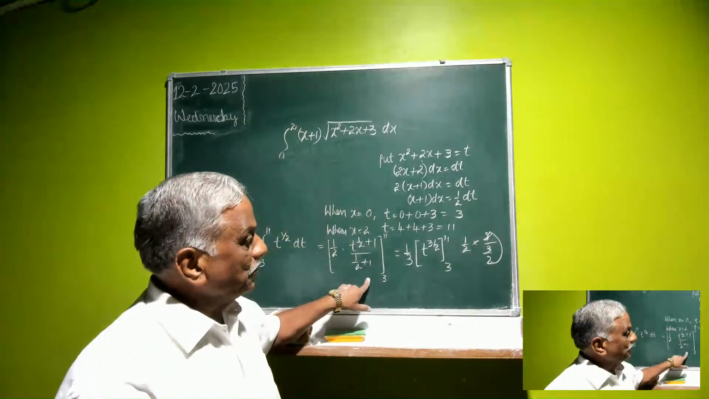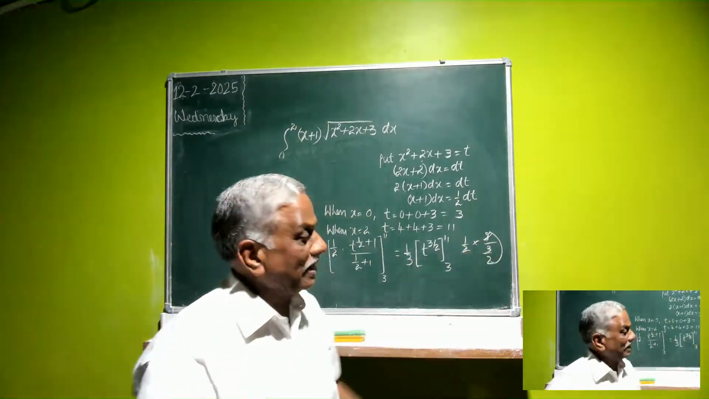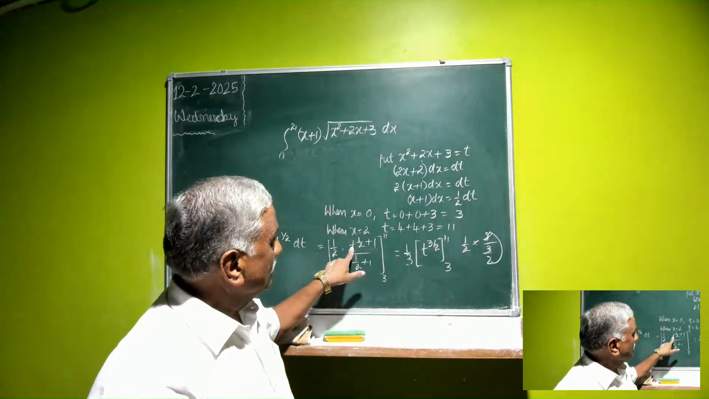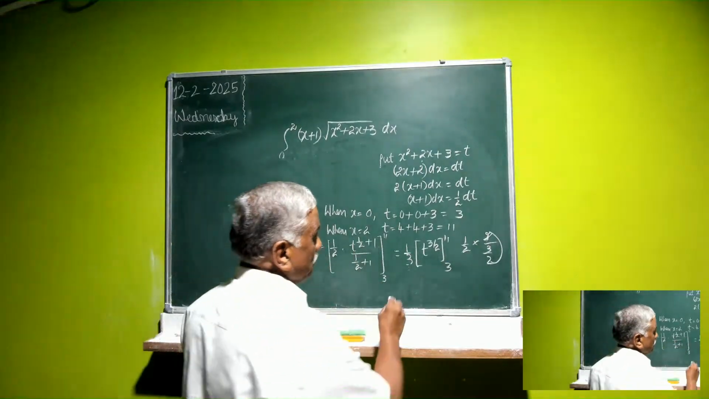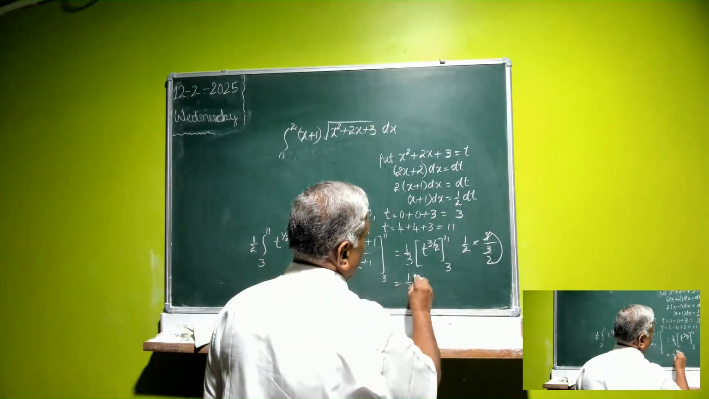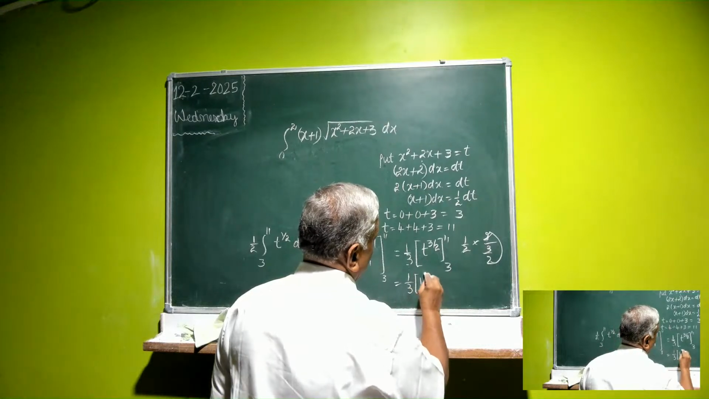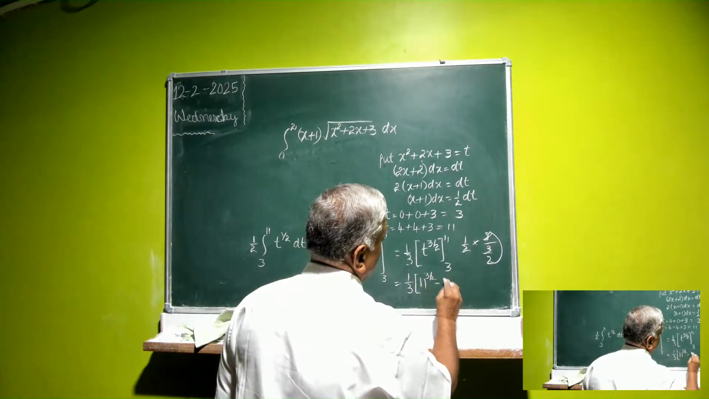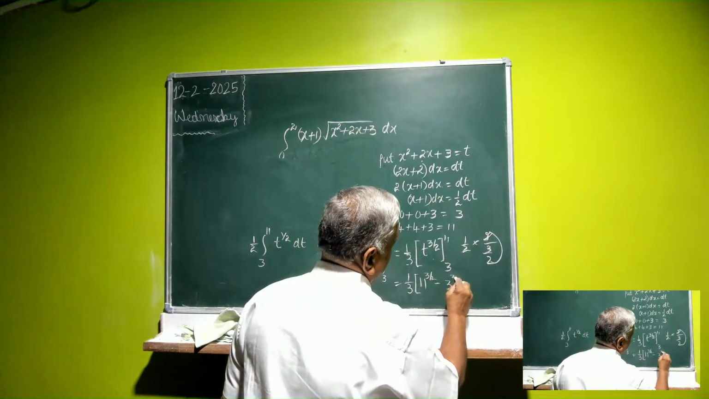See, this is 3 by 2. 2 will come up, 2 and 2 will cancel. 1 by 3 remains. Half plus 1 is 3 by 2. Now substitute the limit: 1 by 3 into 11 to the power of 3 by 2 minus 3 to the power of 3 by 2.